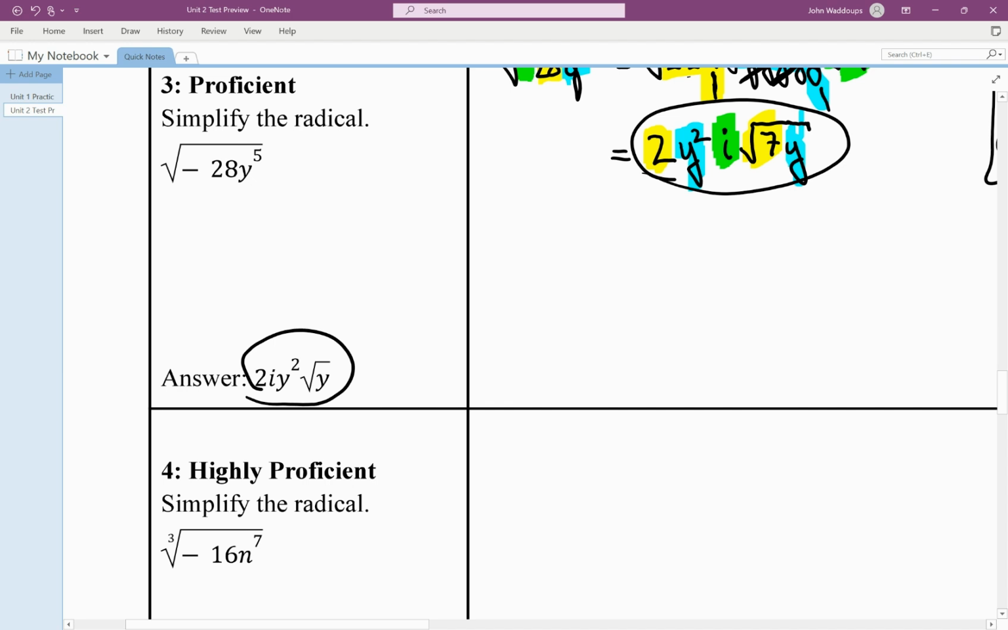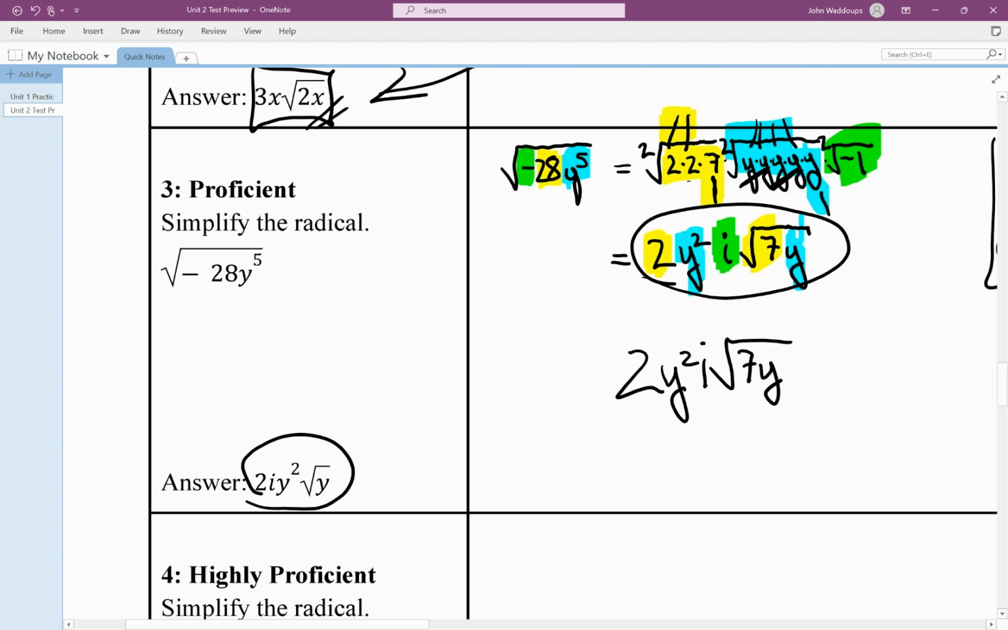It doesn't technically really matter. Personally, I like to put the i at the end before the square root. But one thing you don't want to do is put 2y squared square root of 7y and then put i underneath there. No. Don't do that. The i has to go outside the radical. When it's inside the radical, it's negative 1. When it comes outside the radical, it comes out as an i.